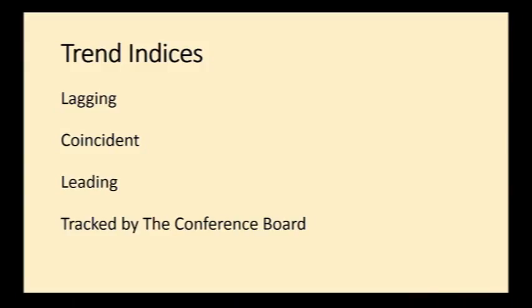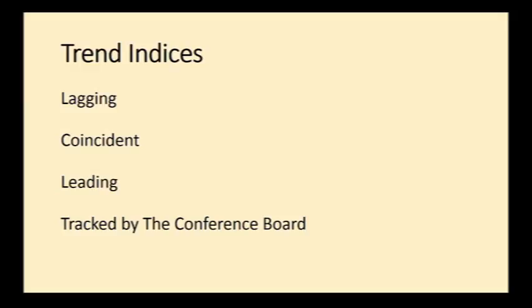The next measure we're going to take a look at are the trend indices. These are measures that have been developed that allow us to take a look at economic activity, kind of look at how things have been going, where things are now, and where things could be going. In other words, lagging, coincident, and leading. Kind of like past, present, future is a good way of looking at it.